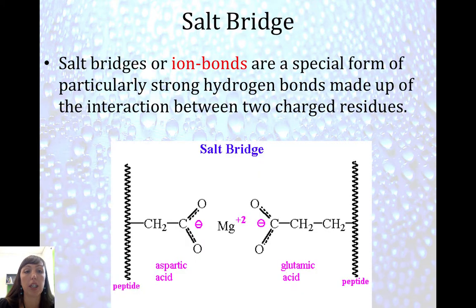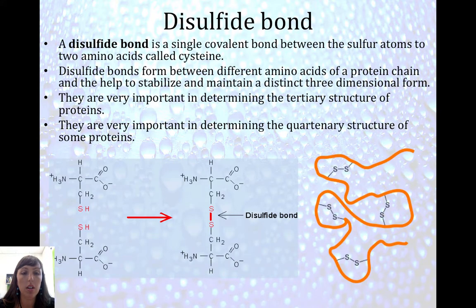Okay, so talking about that salt bridge. Salt bridges, or ion bonds, are a special form of particularly strong hydrogen bonds made up of the interaction between two charged residues. A disulfide bond is a single covalent bond between the sulfur atoms of two amino acids called cysteine. So disulfide bonds form between different amino acids of a protein chain and then help to stabilize it and maintain a distinct three-dimensional form. They are really important in determining the tertiary structure of proteins, and they're also important in determining the quaternary structure of some proteins.